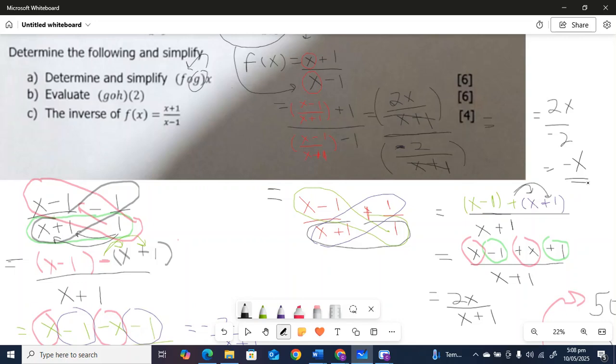Okay. Now, colleagues, do I need to show how these x plus 1s disappeared, or are we okay with that?